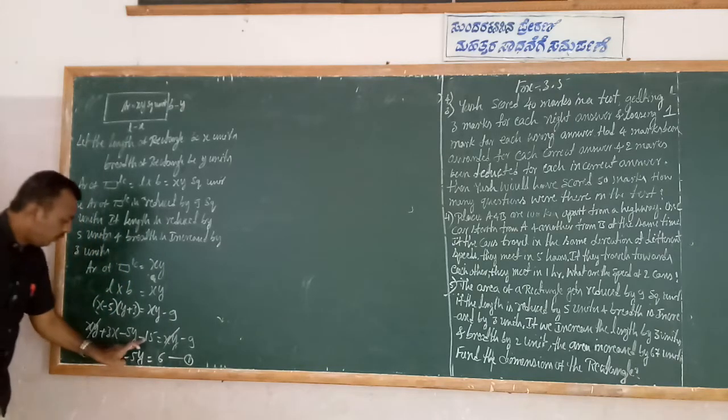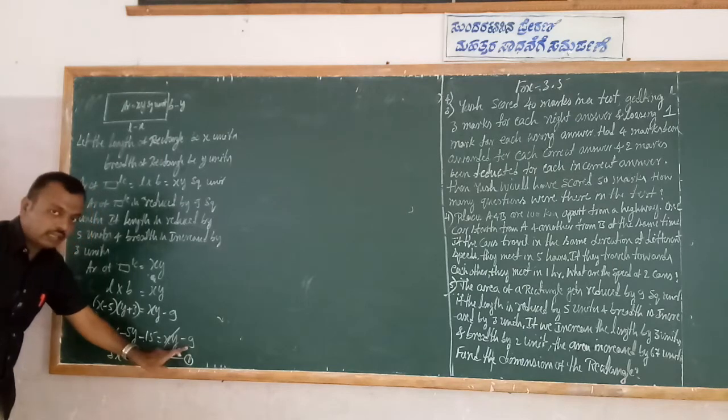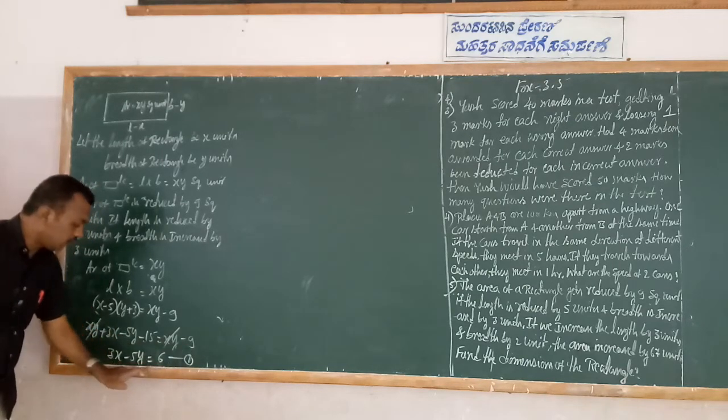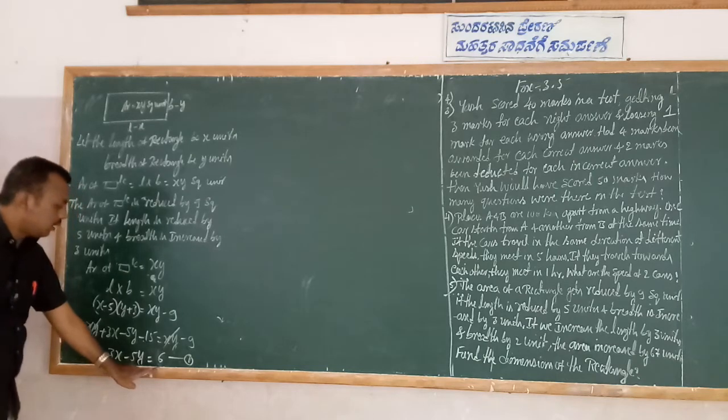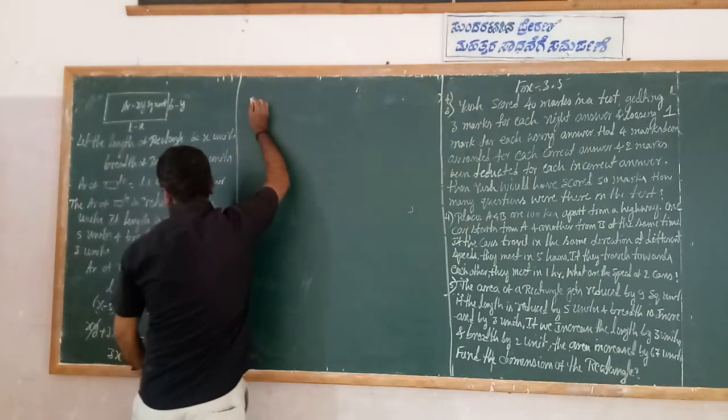15, if you send it to the RHS, it becomes plus 15. Plus 15 minus 9 becomes plus 6. So 3x minus 5y is equal to 6. Equation number 1. Next, case 2. So this is case 1.